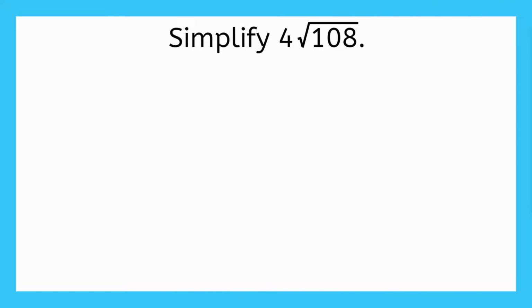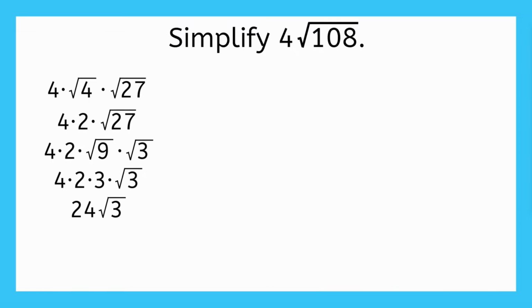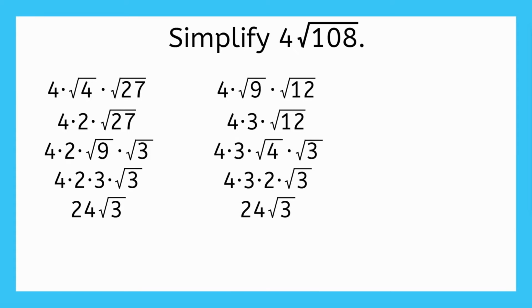The first step is to identify a set of factors of 108 that include a perfect square. 108 has a few different factors that are perfect squares. 4 times 27 equals 108, so if you use those factors, your work may look something like this. Or maybe you found that the perfect square 9 is a factor of 108. 9 times 12 equals 108, so in that case, your work may have looked something like this.